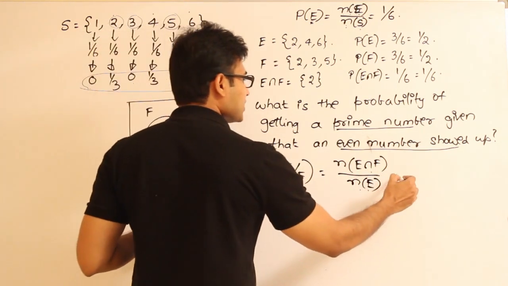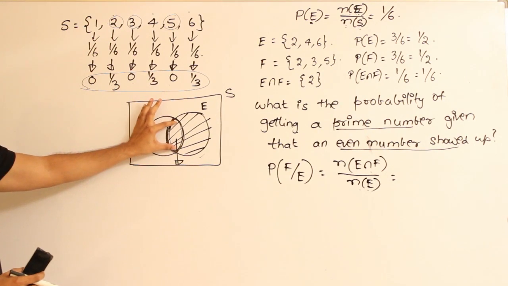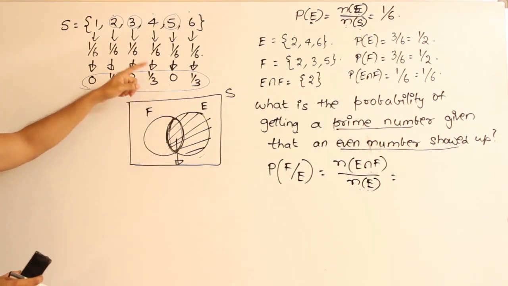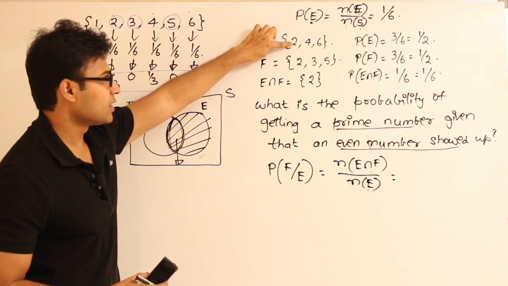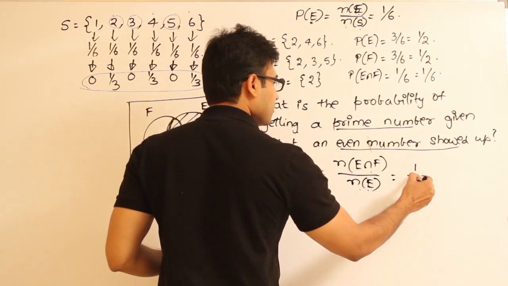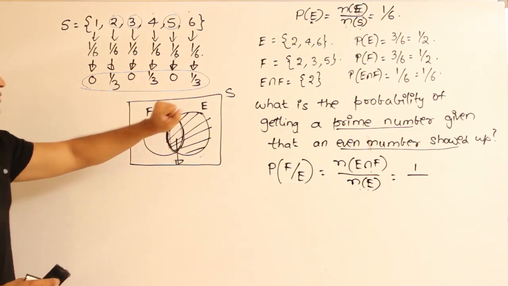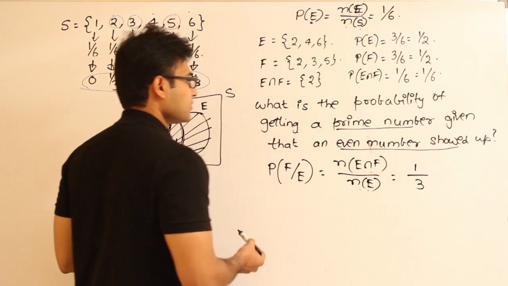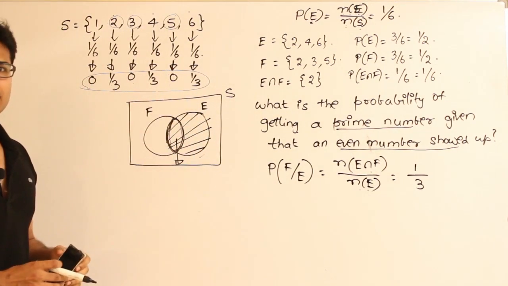Now what is n of E intersection F? What is the number of elements in the intersection? If you take these two, the intersection is going to be only 1, which is nothing but 2. If you take the intersection, it is only 1, right? So which means 1 divided by, what about n of E? How many elements are there in E? If you look at E, it is going to be 3 elements. 1 by 3 is the answer, right? Either you can get it like this, or you can apply that formula and get it.